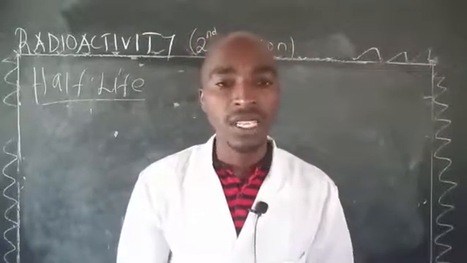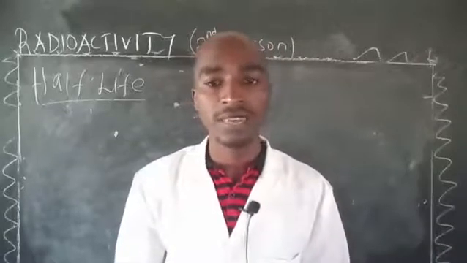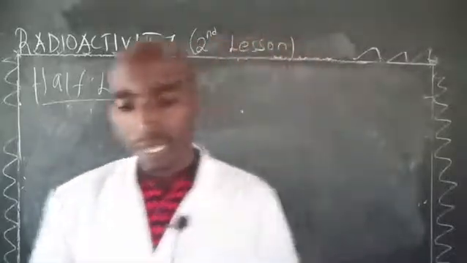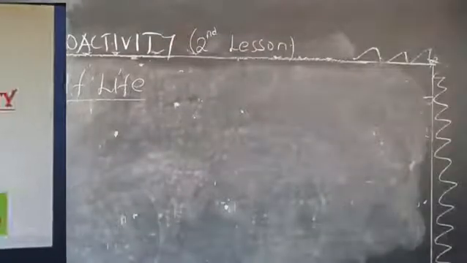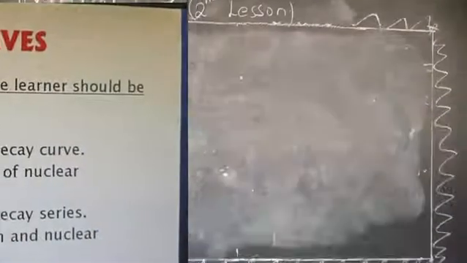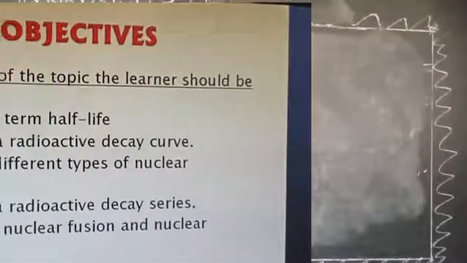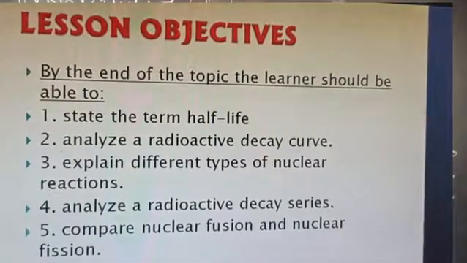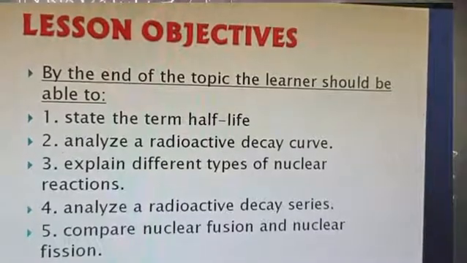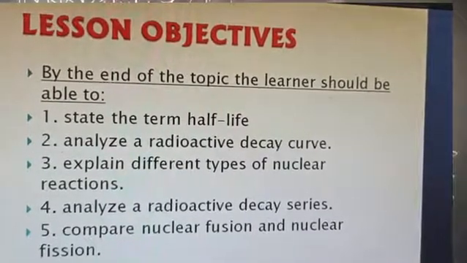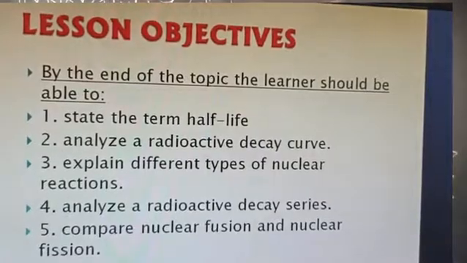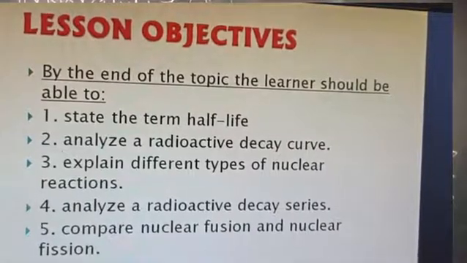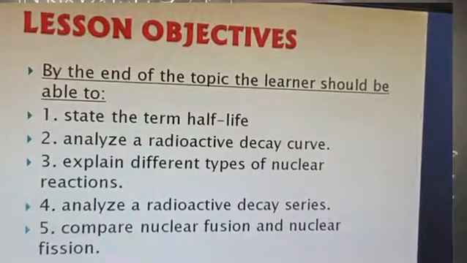In our previous lesson, we looked at the introduction to radioactivity, and today we are going to pick from where we left. Below are the objectives of today's lesson. By the end of the lesson, you should be able to state the term half-life. You should also be able to analyze a decay curve. You should also be able to explain the different types of nuclear reactions, analyze a radioactive decay series, and also compare nuclear fusion and nuclear fission.